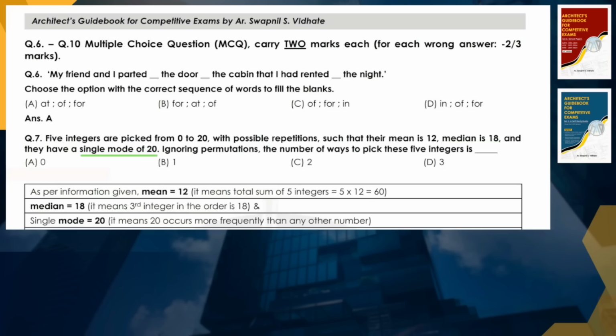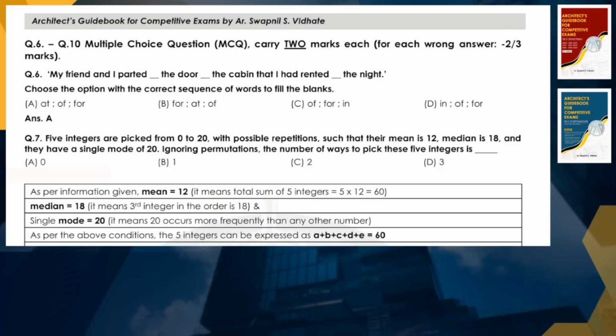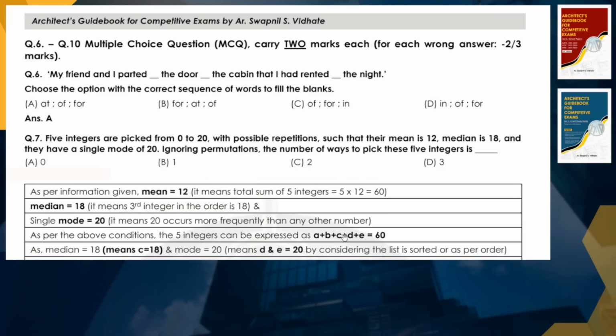And then they have mentioned that there is only a single mode of 20. What is mode? That means 20 is occurring more frequently than any other number, right? So there is only a single mode of 20, that means 20 is appearing more than one time. So as per these conditions, we can express the five integers as a plus b plus c plus d plus e equal to 60, right? The median is 18, that means the third term c can be 18, right?